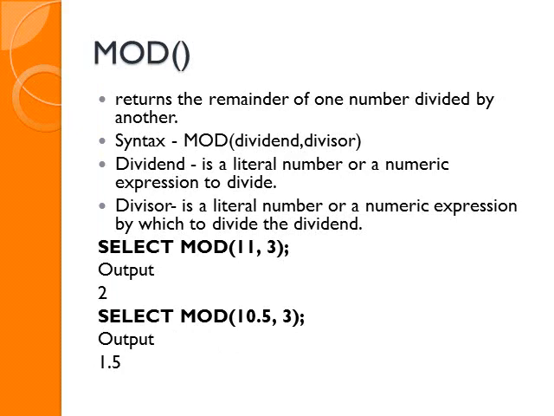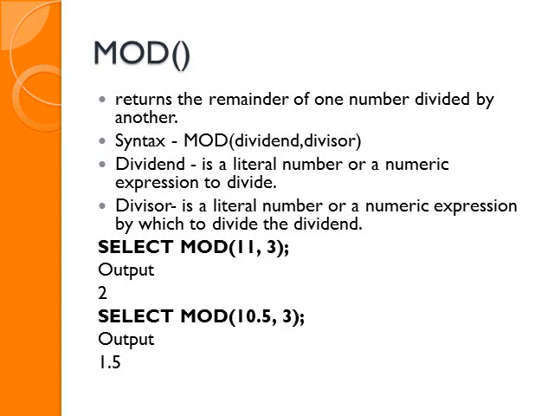Next function is MOD. MOD returns the remainder of one number divided by another. Its syntax is MOD(dividend, divisor). Dividend and divisor are both a must, meaning both arguments have to be given if we are using the MOD function.